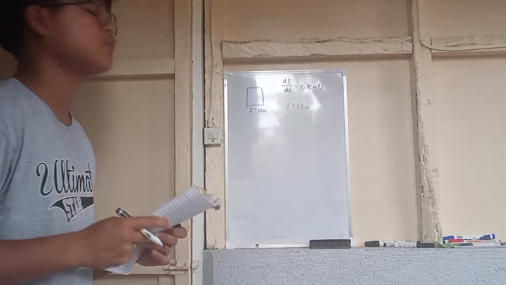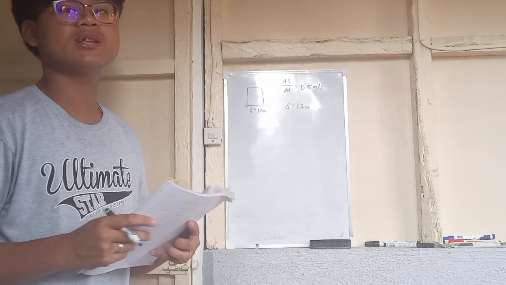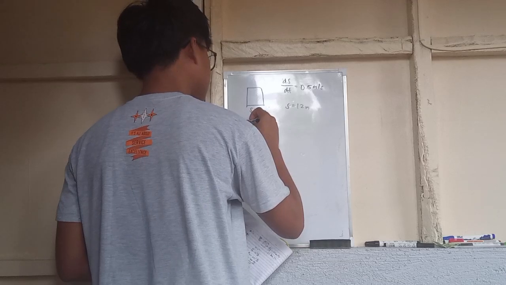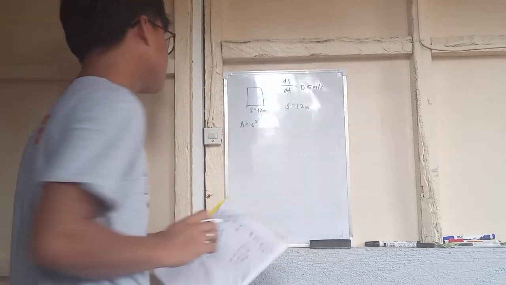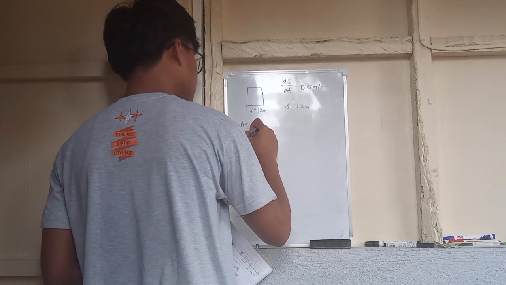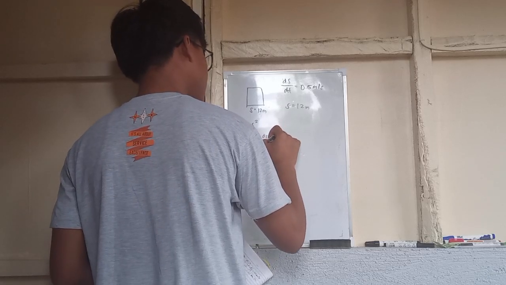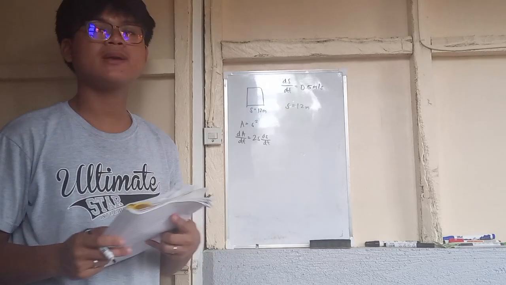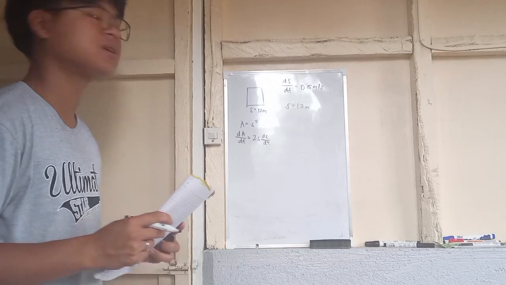Now that we are done identifying the given, we can proceed to the formula. So in getting the area of the square, we all know that the formula is equal to s squared. Now differentiating the formula, we can get dA over dt is equal to 2s times ds over dt. Now that we differentiated the formula, we can proceed in substituting the given values.